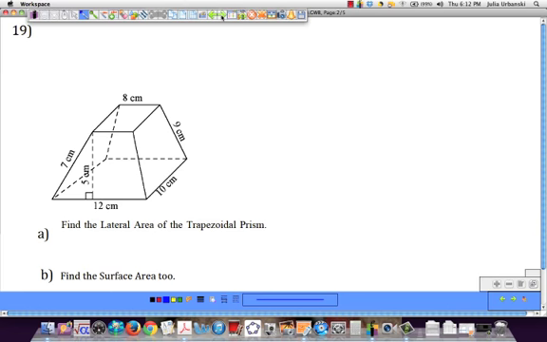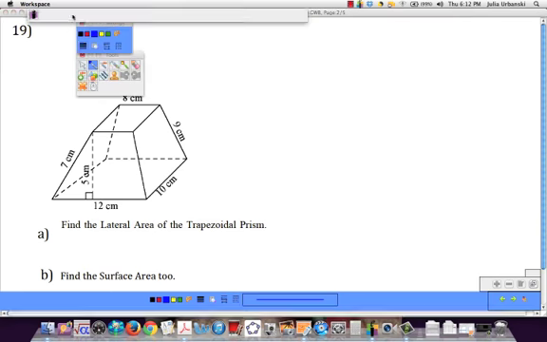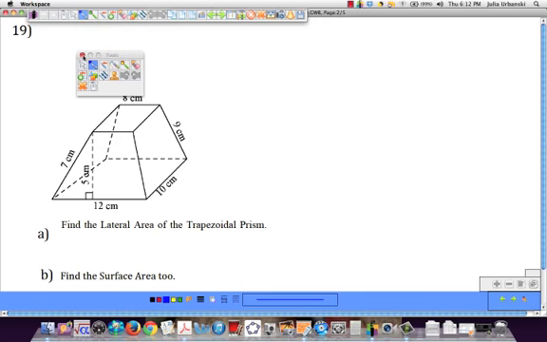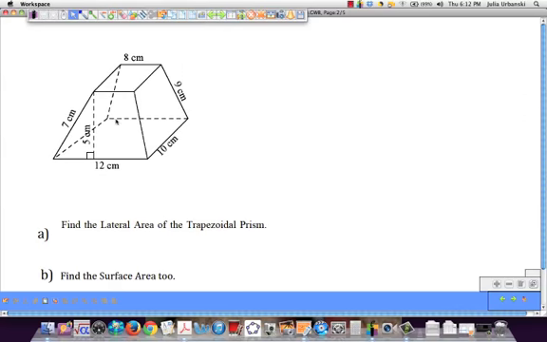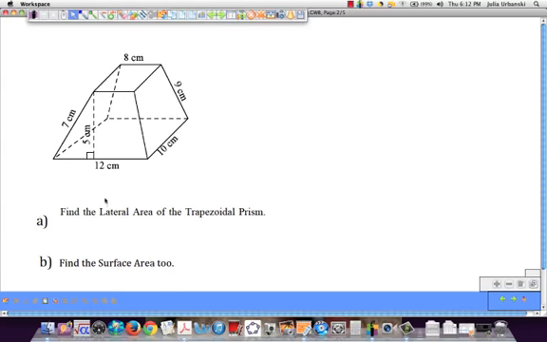Number 19, this one confuses people a lot because it's a trapezoid for the base. Remember, the base is not the bottom. The base is the shape that is either across from a point if it's a pyramid, but in this case it's a prism. So you have to find the shape that is the same all the way through, or it's the same twice from base to base, either from top to bottom or from front to back.